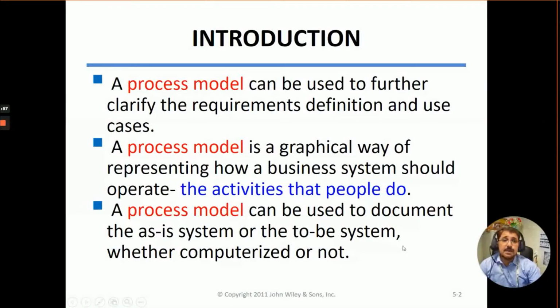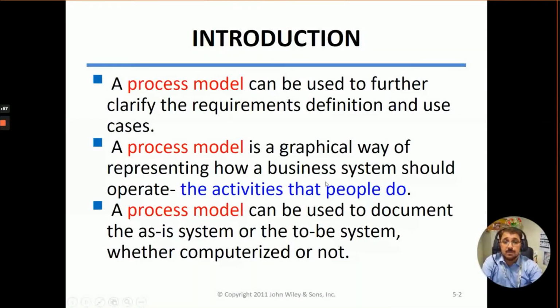A process model is a graphical way of representing how a business system should operate, meaning to say how it will work. Any process will start from which point, what will be the internal steps of that, what are the details involved inside that process, what will be the inputs of the process, what will be the processing in that, and what will be the output of that process. So all these details, when you represent graphically, this is called a process model, this is called data flow diagram.